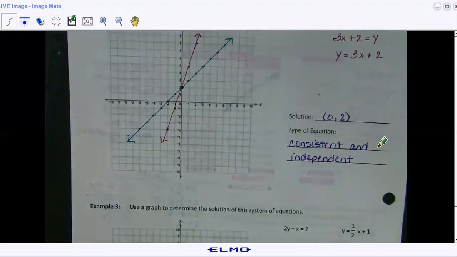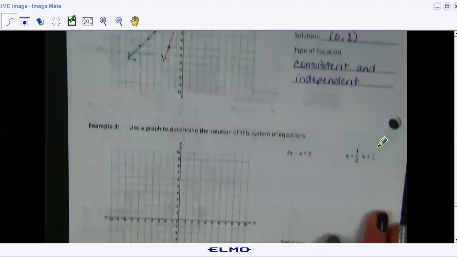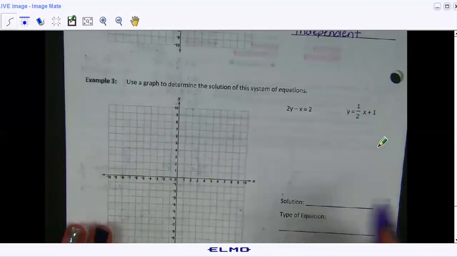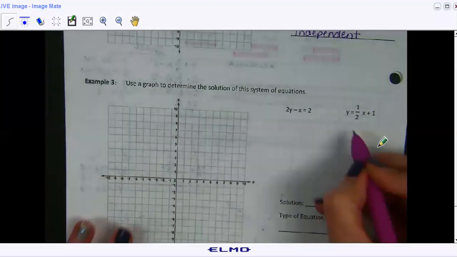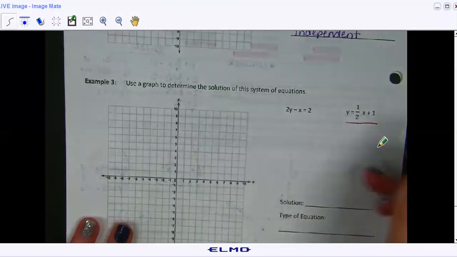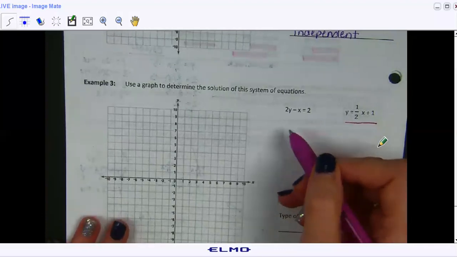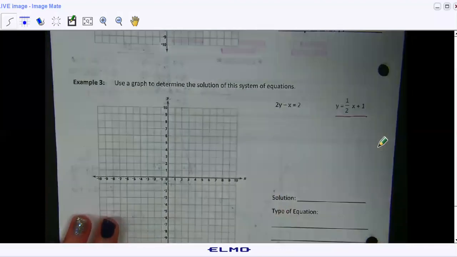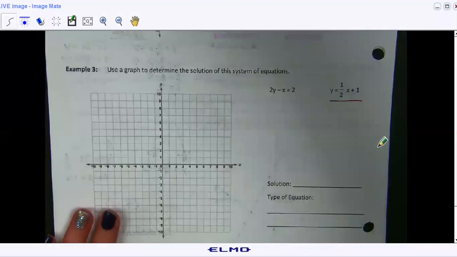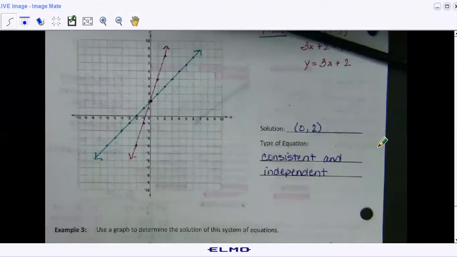Let's go ahead and move down to example 3. Number 3, you already have the second one in slope-intercept form, so we just have to turn the other one into slope-intercept form. Please try this one on your own. Everyone's going to try this on their own.